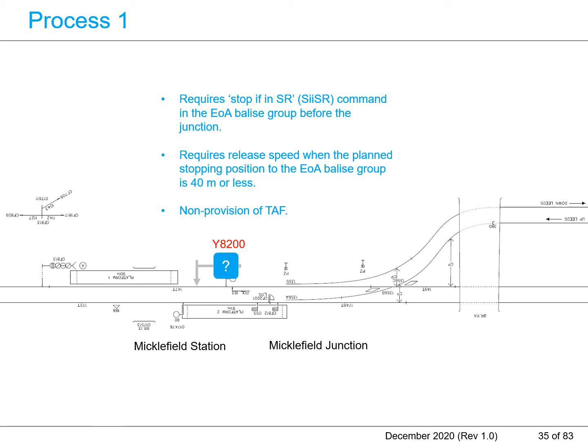The EOA balise group at this location requires stop if in SR command for the protection of the junction beyond the EOA. This EOA requires release speed because the planned stopping position is within 40 meters of the EOA balise group. The planned stopping position in this case is the station platform of the Micklefield station. TARV acknowledgement area is not required for the REAMET in this learning module.